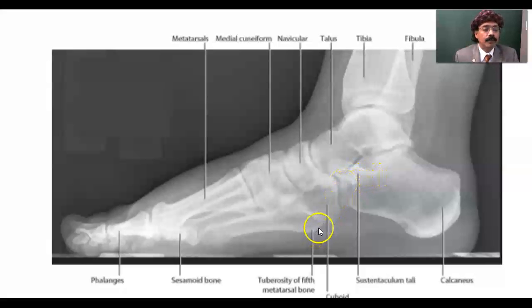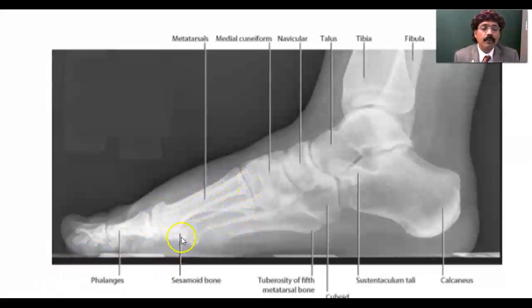At the tuberosity of the fifth metatarsal bone, we have the insertion of the peroneus brevis, or fibularis brevis muscle. Also the fibularis tertius muscle inserts there. At the tuberosity of the navicular bone is the main insertion of the tibialis posterior. Tibialis posterior has multiple other insertions to almost all the tarsal bones except the talus and the first and fifth metatarsal bones. So we have this X-ray feature.